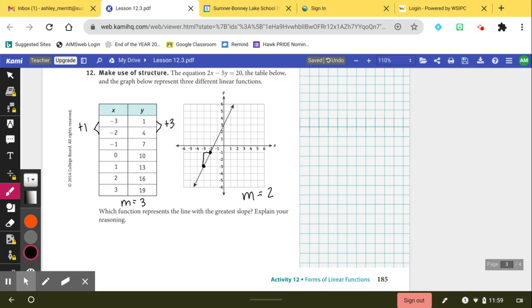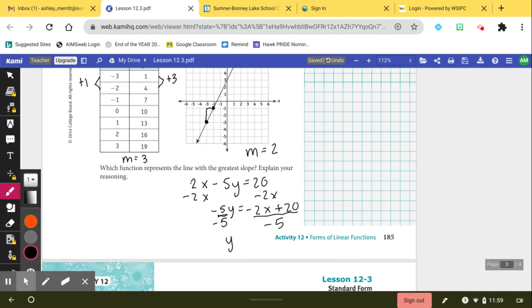And then the equation, I would need to transfer it to slope-intercept form. So I'm going to subtract 2x, get negative 5y is equal to negative 2x plus 20. Divide everything by negative 5. So that would give me y is equal to, a negative divided by a negative is a positive, so that would be 2/5 x plus 4. So my slope is 2/5. So the table actually has the greatest slope.